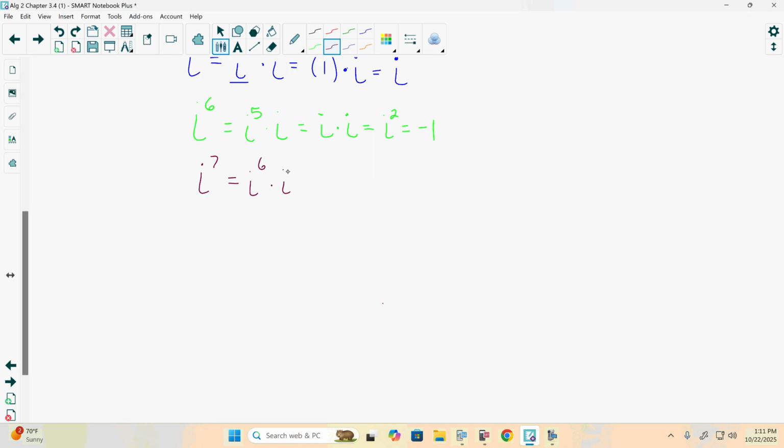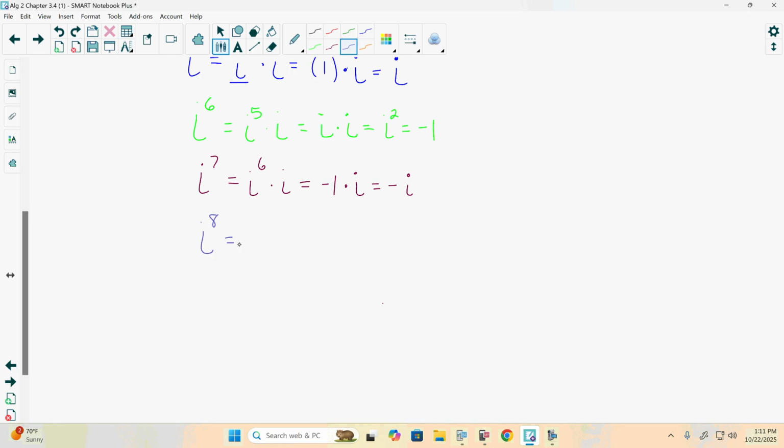Now we're going to move to i to the 7th. i to the 7th is going to be i to the 6th times i. Well, i to the 6th we already found. i to the 6th was negative 1. And negative 1 times i is negative i.